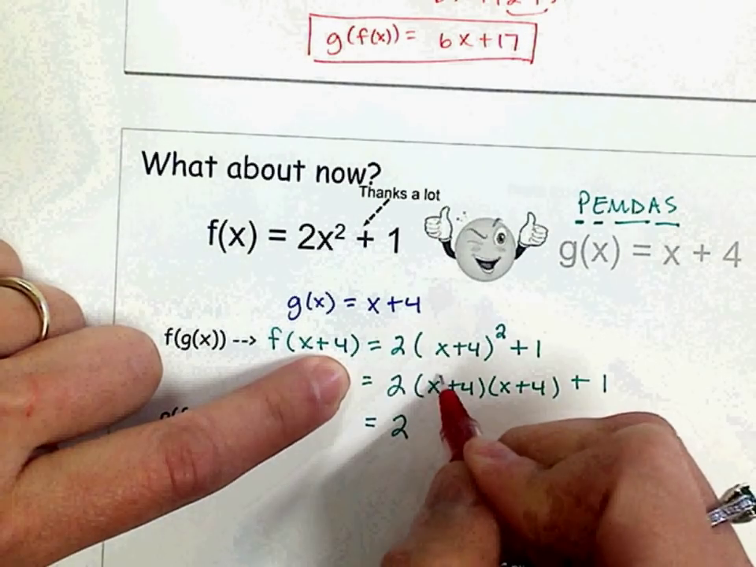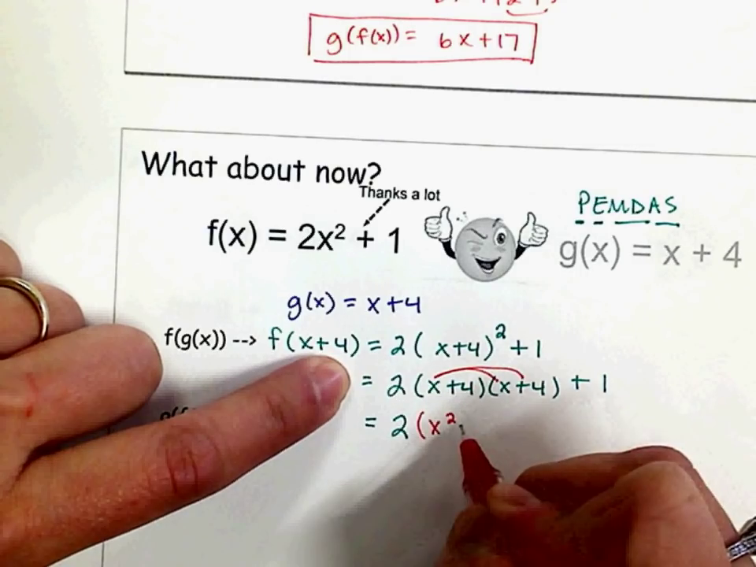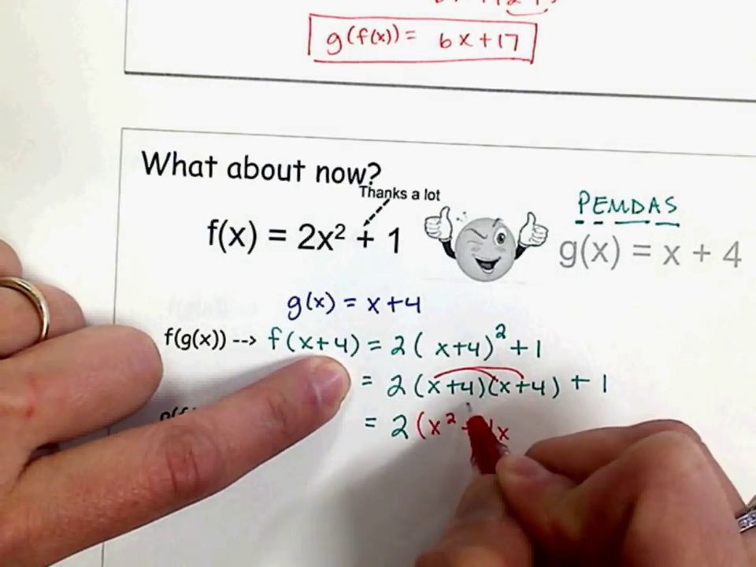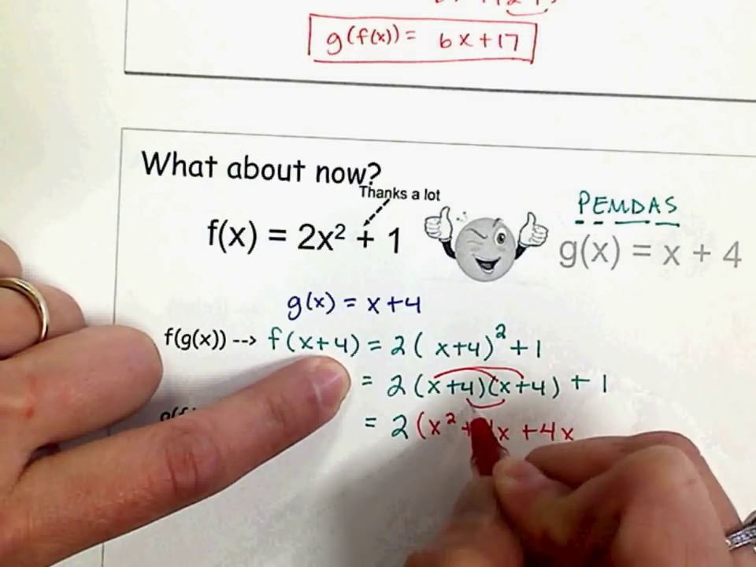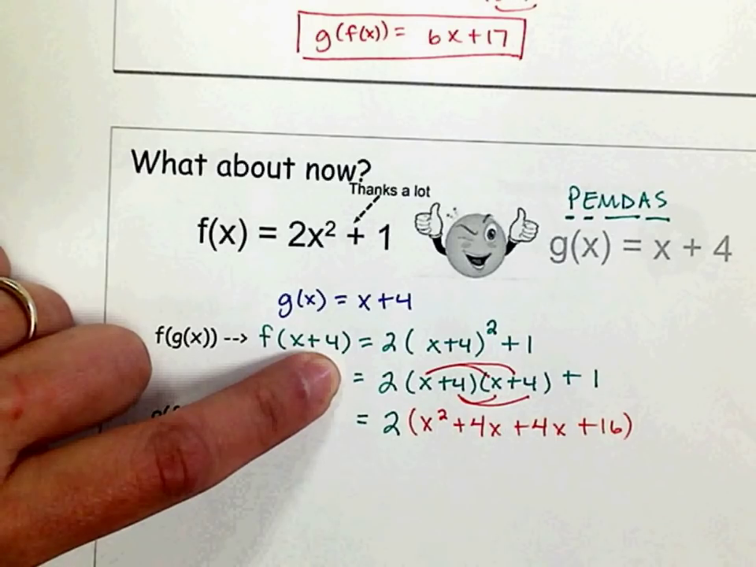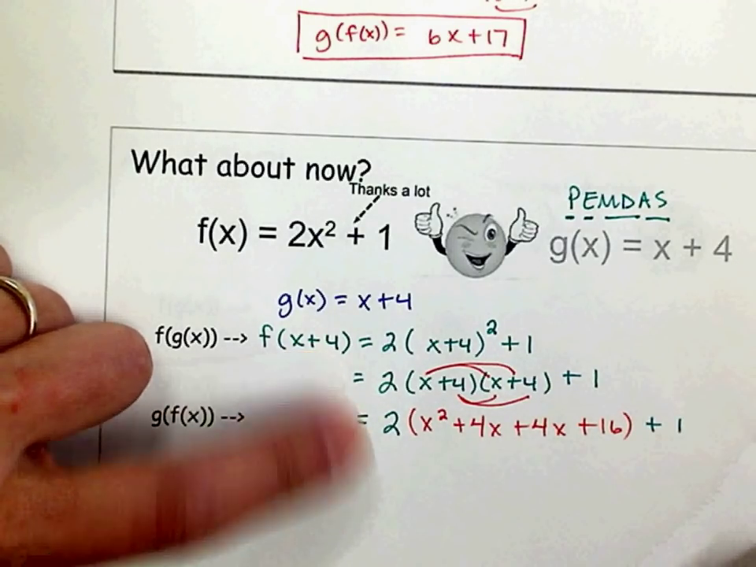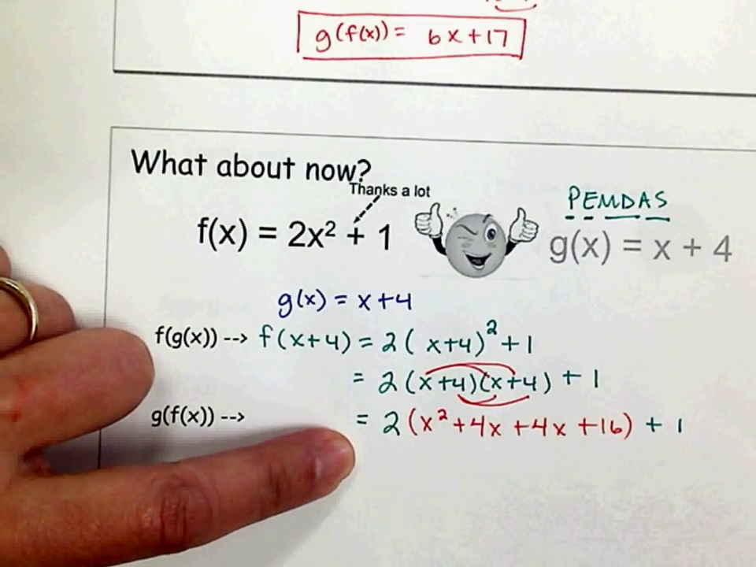X times x is x squared. X times 4 is plus 4x. 4 times x is plus 4x, and 4 times 4 is plus 16. Did you guys see that? You got to distribute each one. Bring down your 1. Now we are going to distribute the 2.